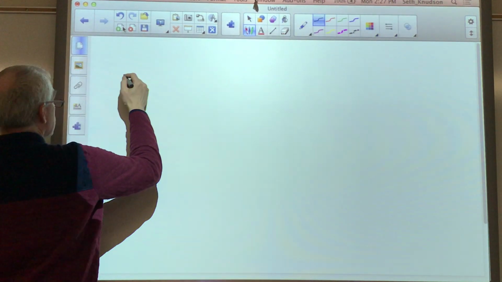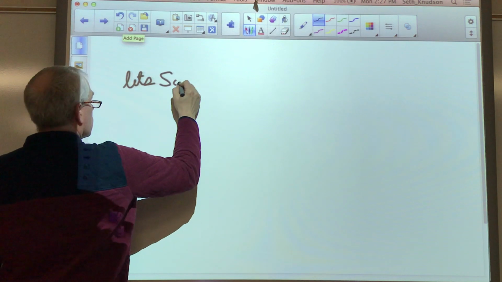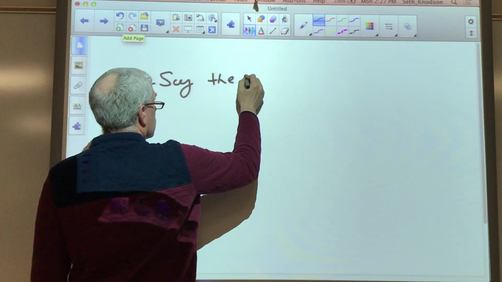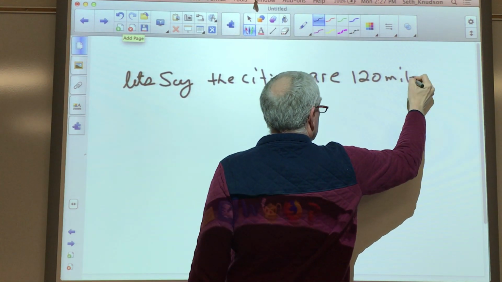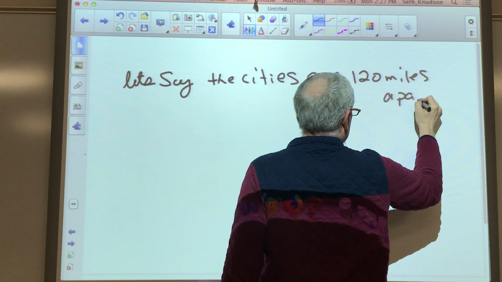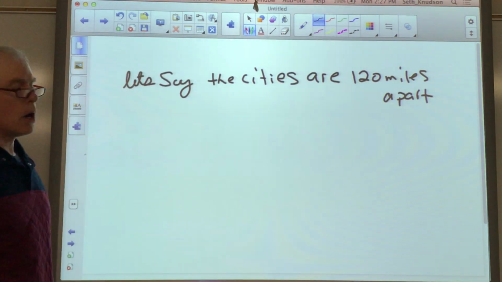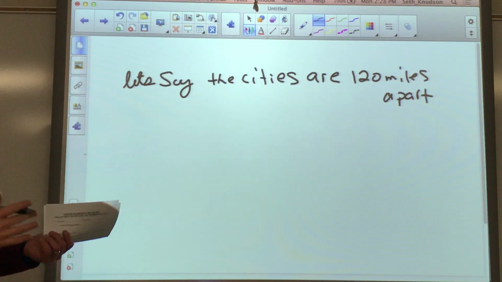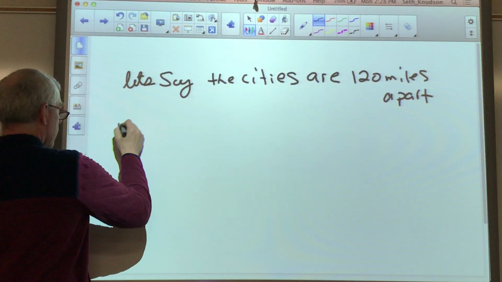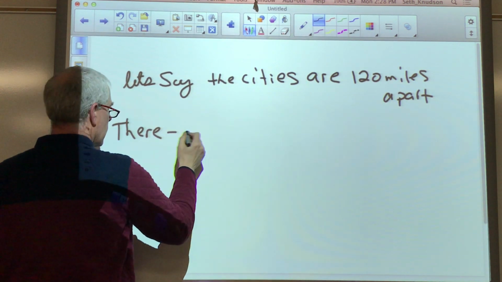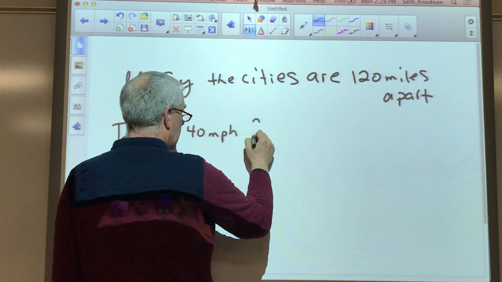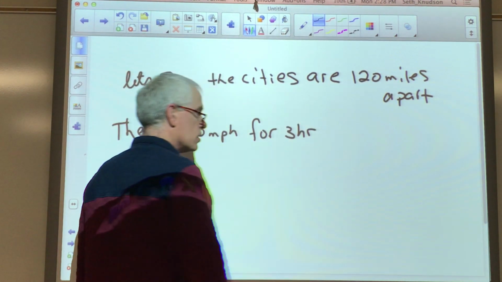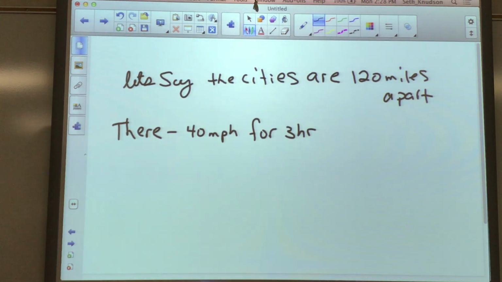So let's say the cities are 120 miles apart. Now I pick 120 because the rates were 40 miles an hour and 60 miles an hour. So on the way there, if we went at 40 miles per hour, 120 miles, that would mean we did this for 3 hours, okay? And it really doesn't matter what number of miles I pick, we're gonna be able to figure this out regardless, okay?